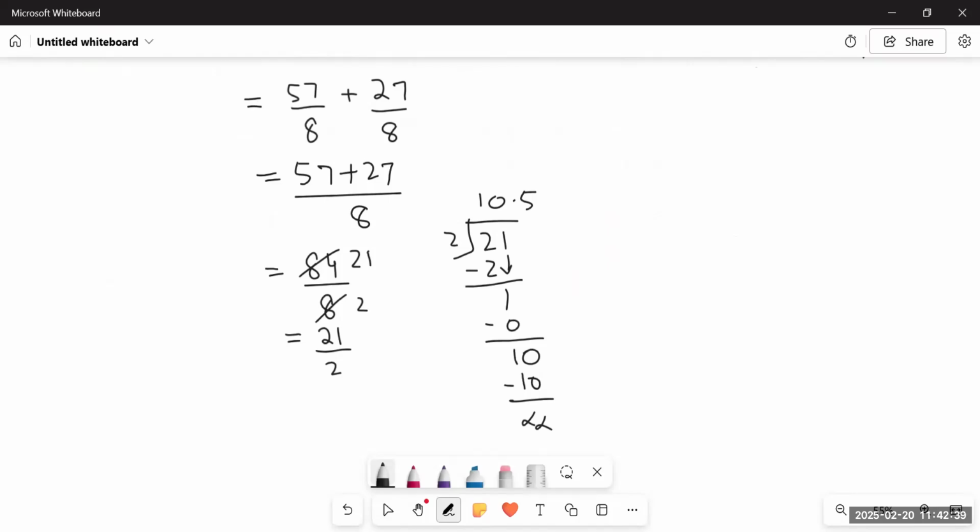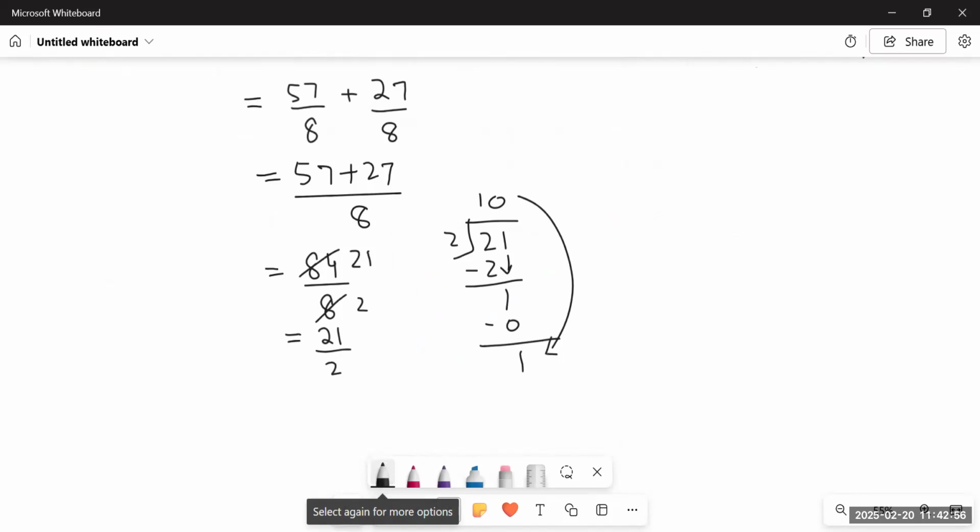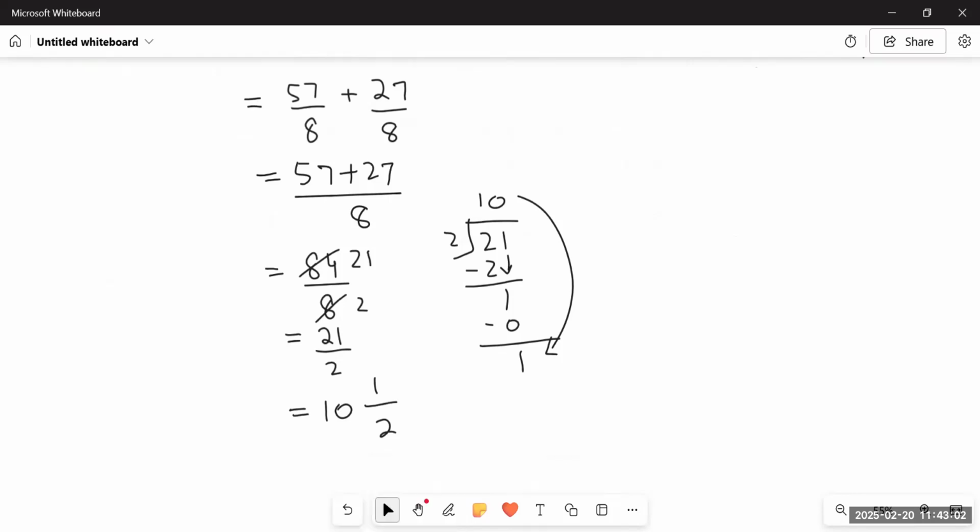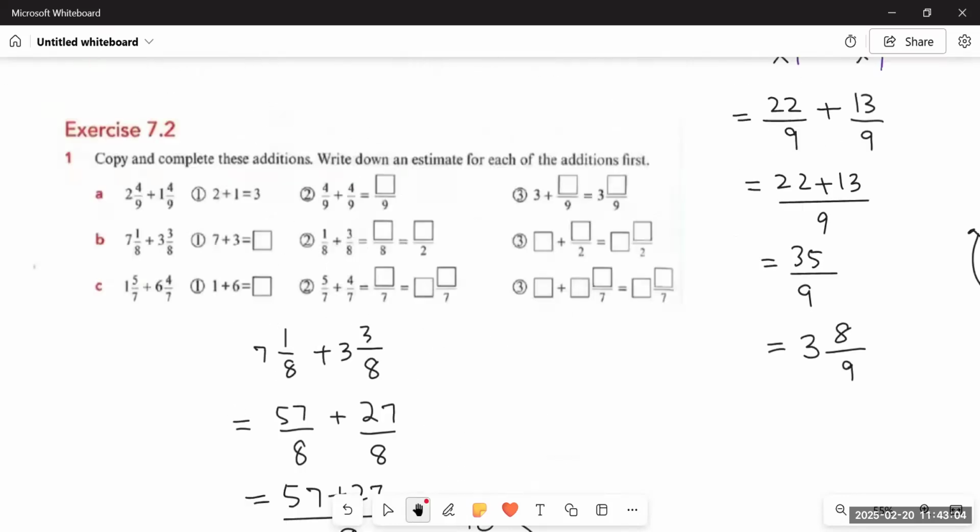Okay. So instead of writing the answer in decimal, what we can do, we can stop over here. Okay, starting from here, the answer would be 10 whole 1 upon 2. Okay, now let's move to the third one.